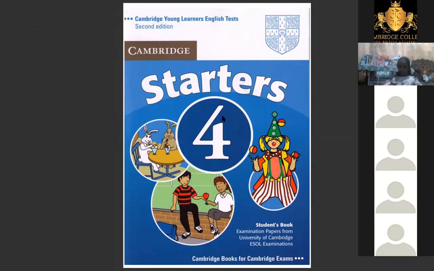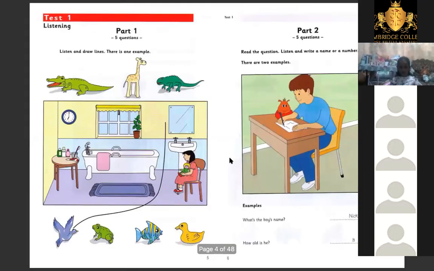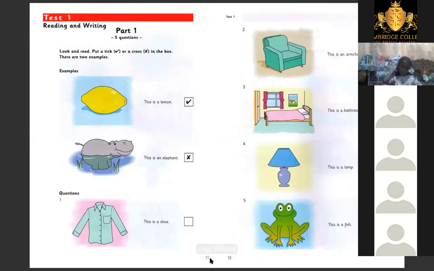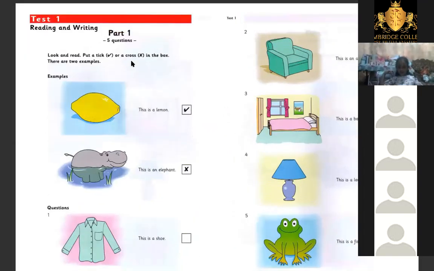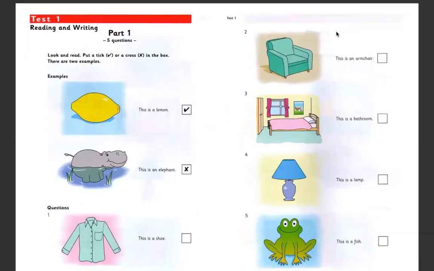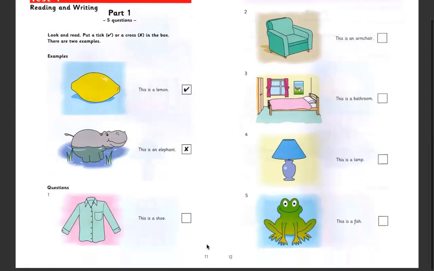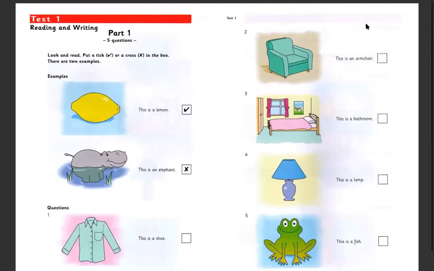Okay, let's start. First of all, we are going to do the reading and writing part. That means you want to turn to page number 11. This is reading and writing part 1. So turn to page number 11 and get ready to do part 1.